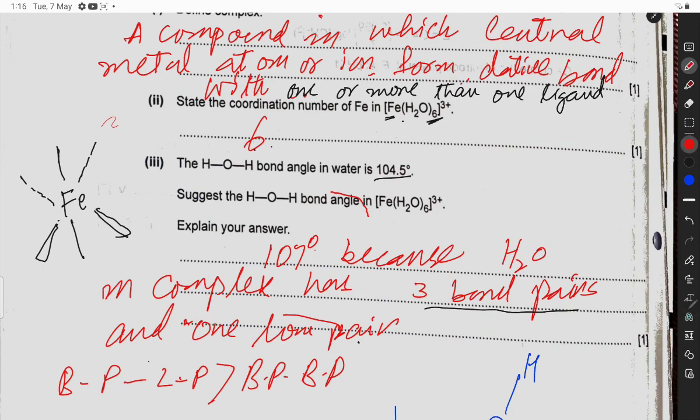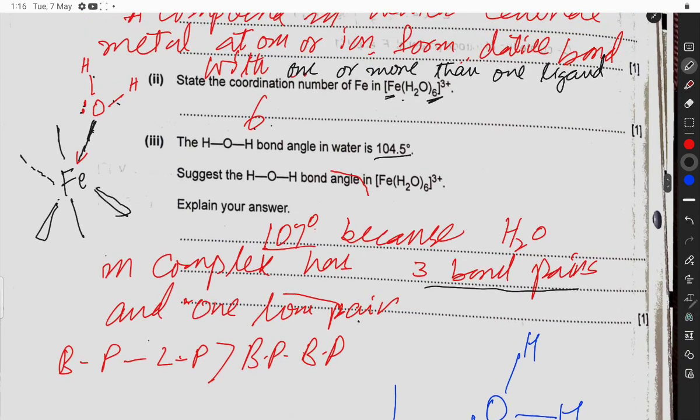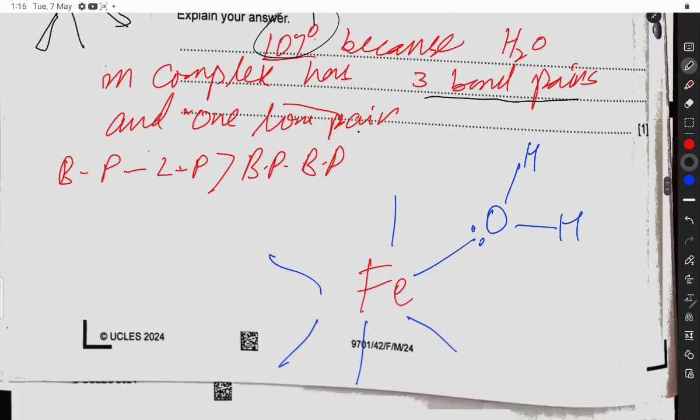Look at here, this is a dative bond, O and H, 1 lone pair is this. So that's why 107 is the angle, because water in complex has 3 bond pairs. So this is 1, 2, 3 and 1 lone pair. See, this is the bond which is a dative bond, which is formed with this central metal ion, and 1 lone pair and 3 bond pairs. So that's why we know that lone pair-bond pair repulsion is more than bond pair repulsion. So in this way bond angle is 107.